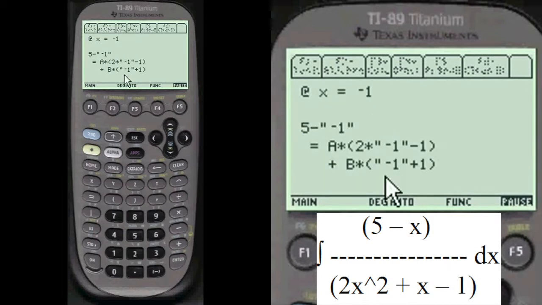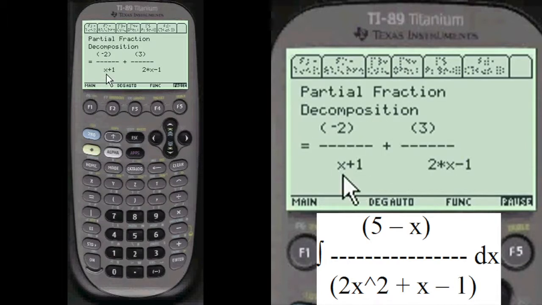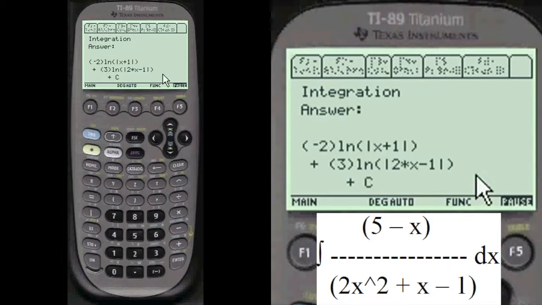At x equals minus 1, a equals minus 2. Partial fractions are minus 2 over x plus 1 plus 3 over 2x minus 1. When you do the integrals, minus 2 log absolute value x plus 1, plus 3 log absolute value 2x minus 1, plus c.